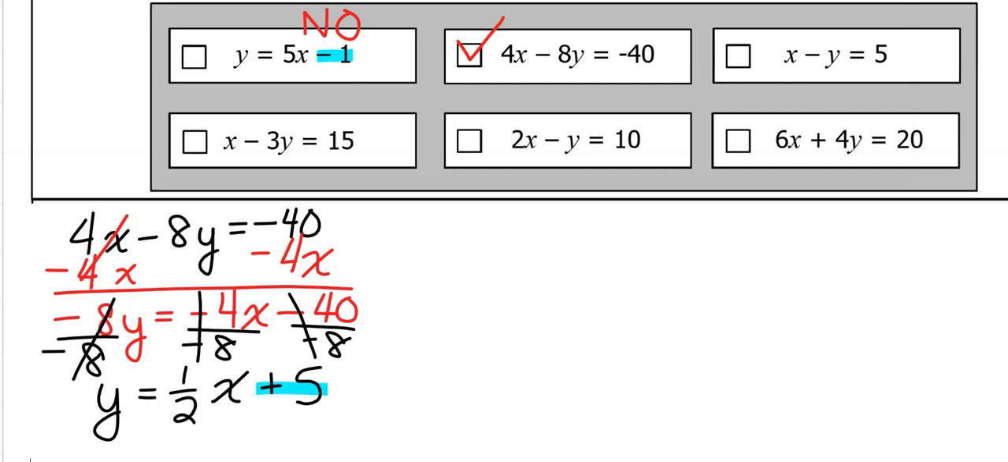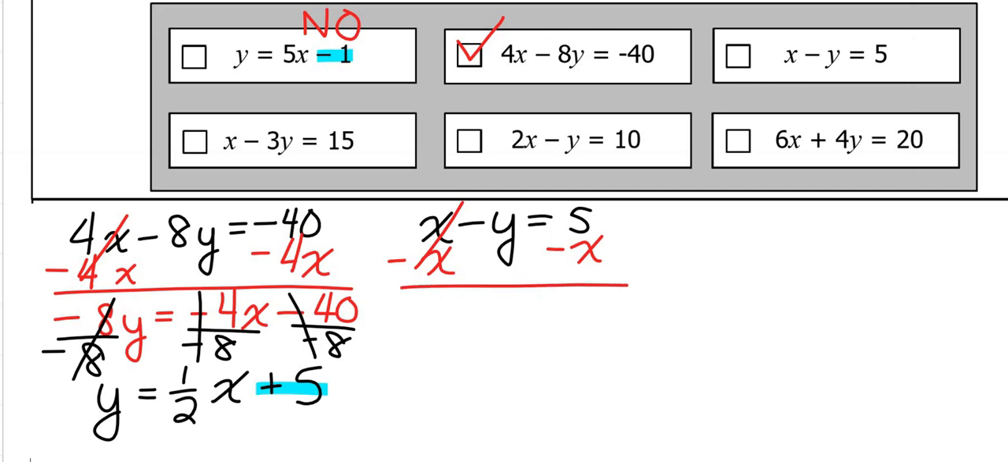X minus y equals 5. This is not in y equals form, so let's get it in y equals form. X minus y equals 5. Start by subtracting x from both sides. So we have -y equals -x plus 5. Last step, you can't have a negative in front of the y. It just needs to be y equals without the negative. So we're going to divide every term by a negative 1.